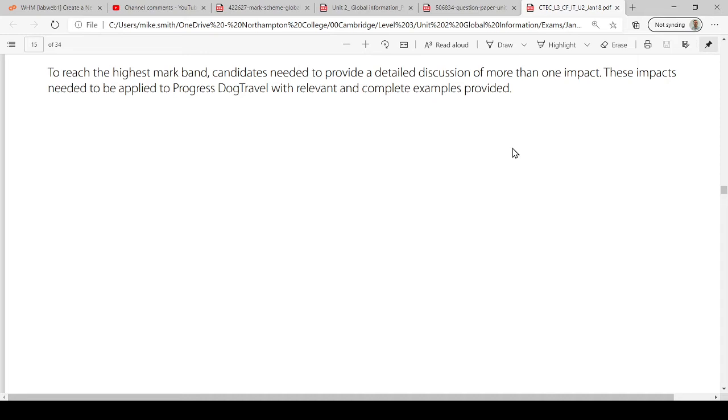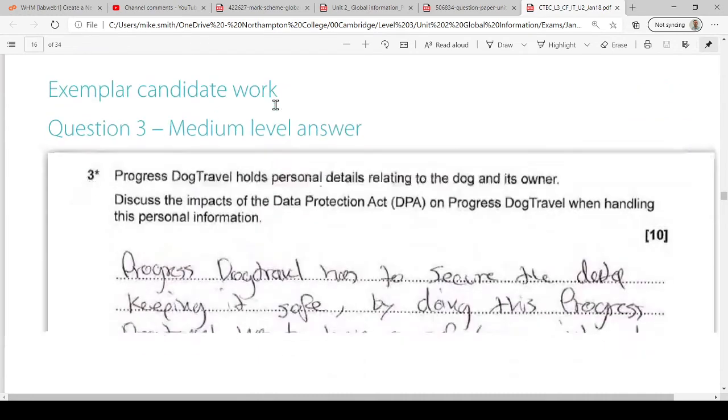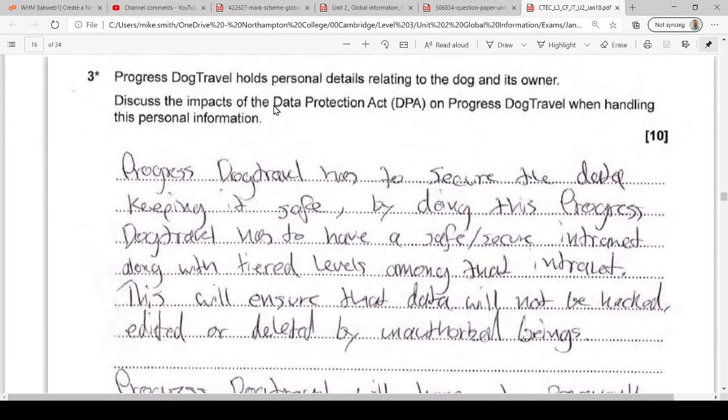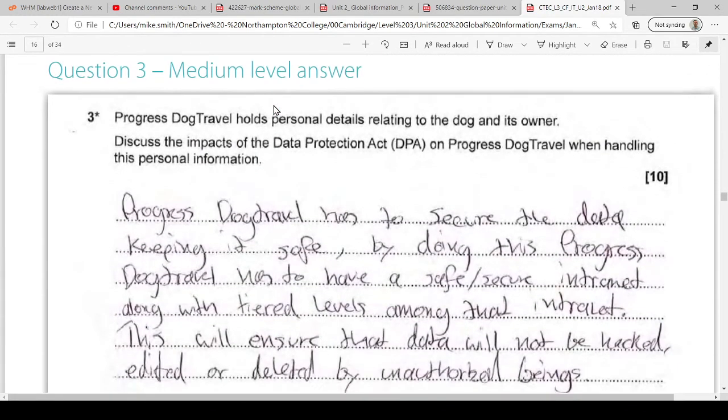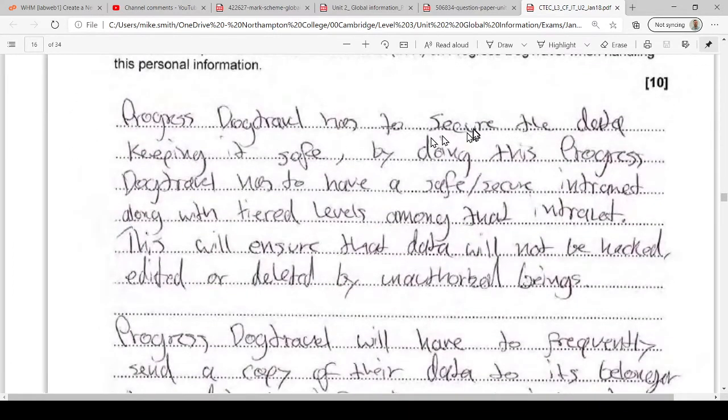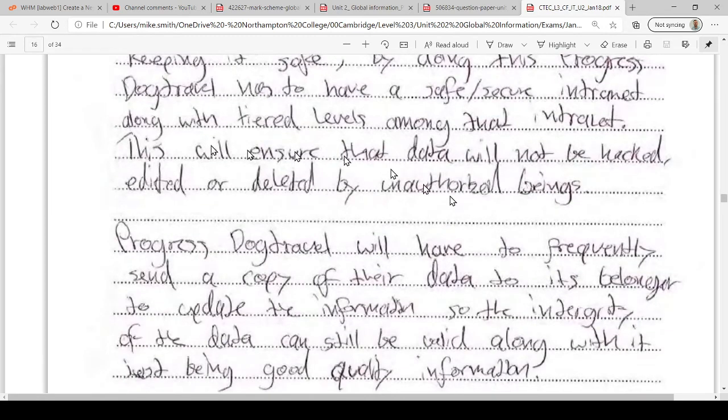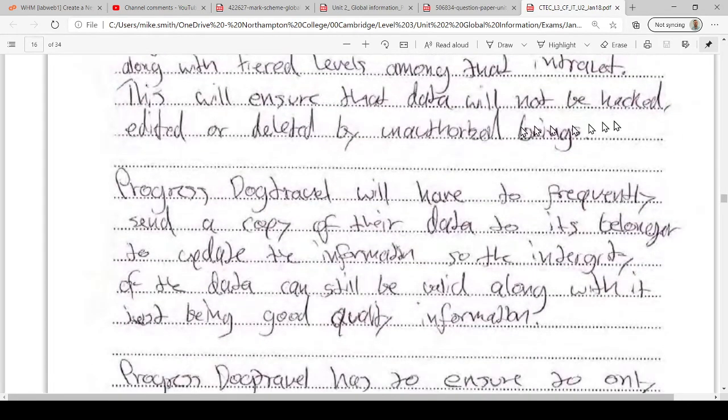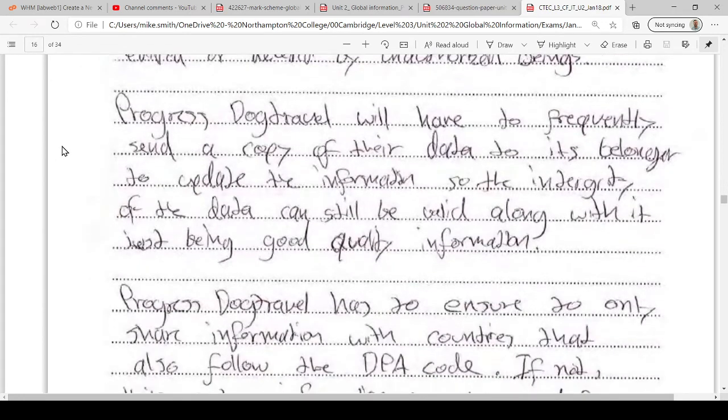Okay, so the question asks for impacts. So there is an example here of some student work which would have landed somewhere in the medium level mark band. So we can see security, keeping data safe, relates to the case study. It ensures the data will not be hacked or edited. So again, security related stuff.